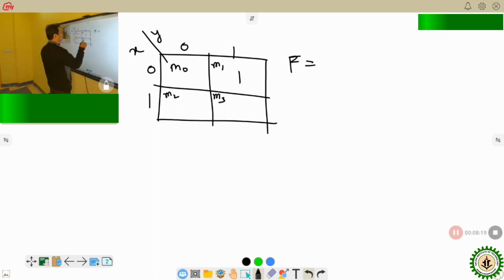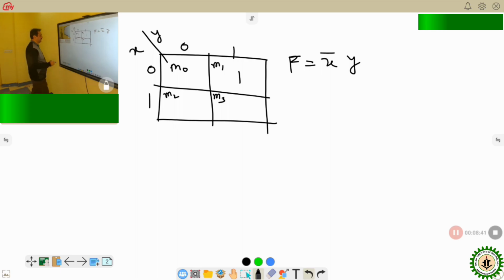So what is the value of X? Here the value is 1, so that is why X complement. And what is the value of Y? The value of Y is 1 in this case. So X bar Y.